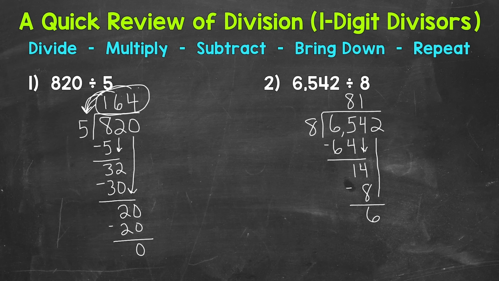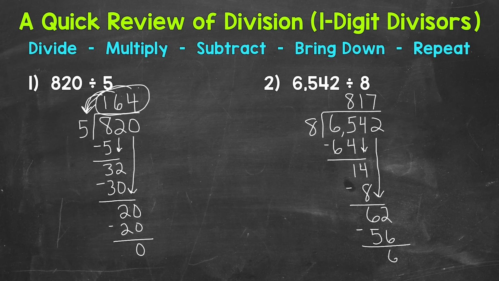And bring down our 2. So now we have 62 divided by 8. We repeat. How many whole groups of 8 can we pull out of 62? How many whole groups of 8 are in 62? Well, 8 times 7 is going to be 56, and then 8 times 8 is 64. We don't quite have enough for 8. It's going to be 7, which gets us to 56. So let's write our 7, multiply 7 times 8, 56.